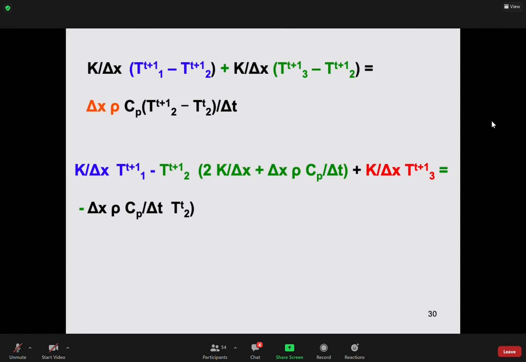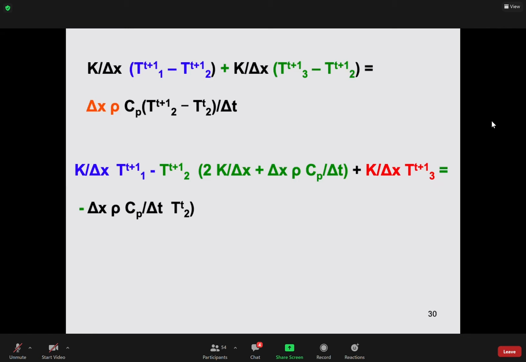Sir? Yes, sir. You put a parenthesis at the end. Is that not necessary? Yeah, yes, this is removed. Yes, that's correct, sir. Okay. That's correct.